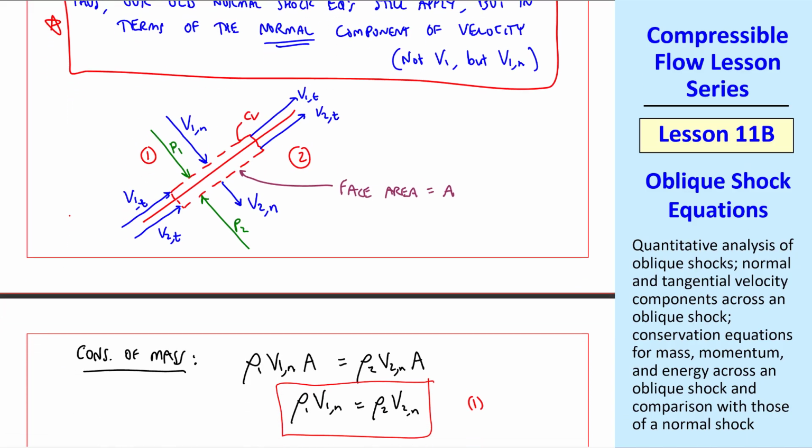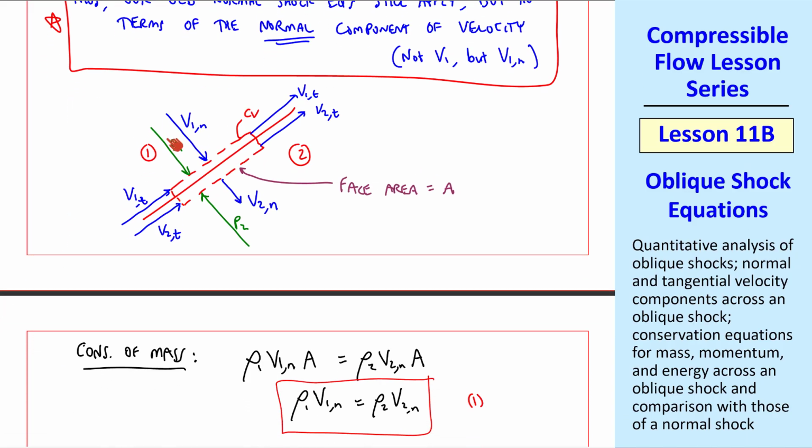Now we can write our conservation equations. Conservation of mass on this control volume gives us ρ1 v1n A through the normal component at the inlet equals ρ2 v2n A at the outlet in the normal direction. In the tangential direction, the same flow comes in as comes out, and since the area is the same, we have ρ1 v1n equals ρ2 v2n, which I'll call equation 1.